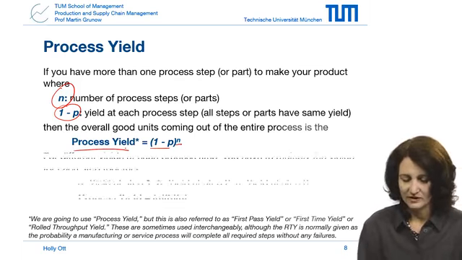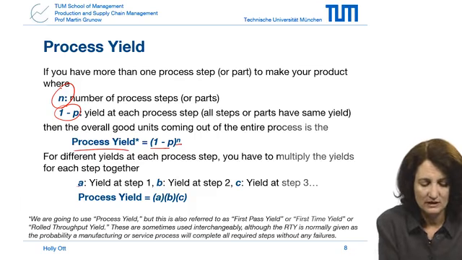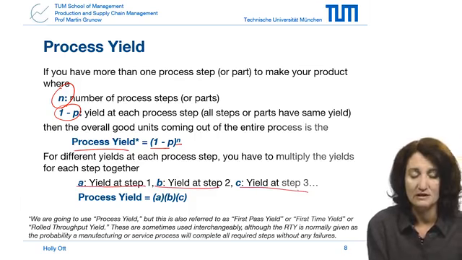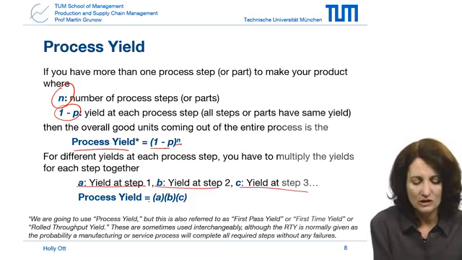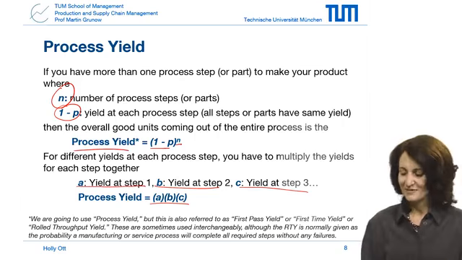And just one variation on that is if you have different yields at each process step. So yield at step 1 we call A, yield at step 2 is called B, yield at step 3 is called C. You multiply all these three together to get the process yield. So let's do some examples.